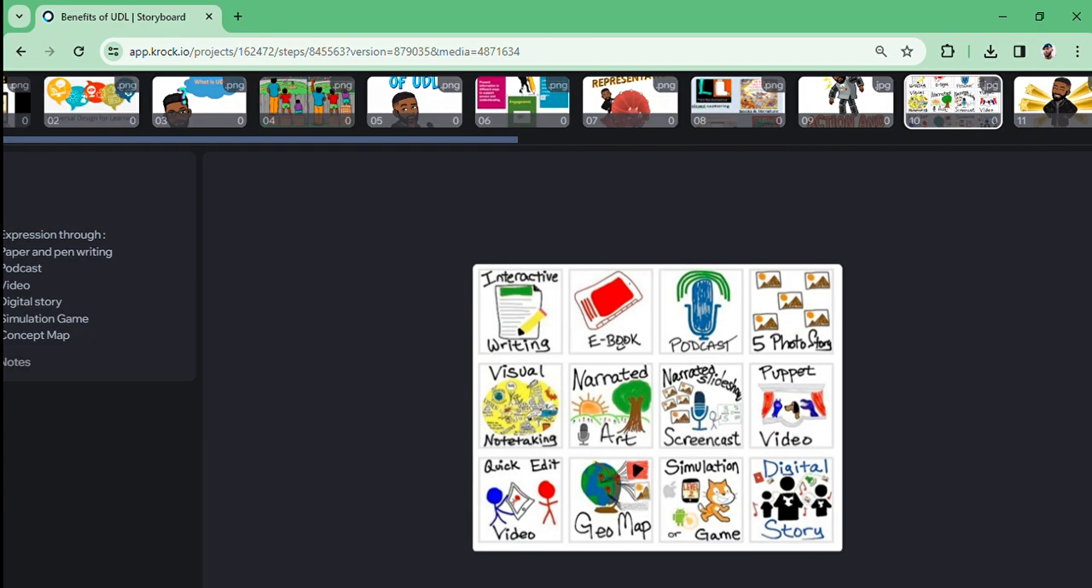A person who is an audio learner could record a podcast. A person who is a tactile learner could use puppets, or they could interact with a simulation game. A person who is a visual learner could use a video, or they could use visual note taking, or they could use a concept map or a digital storybook. All right, so there are different ways for a learner to express what they know.